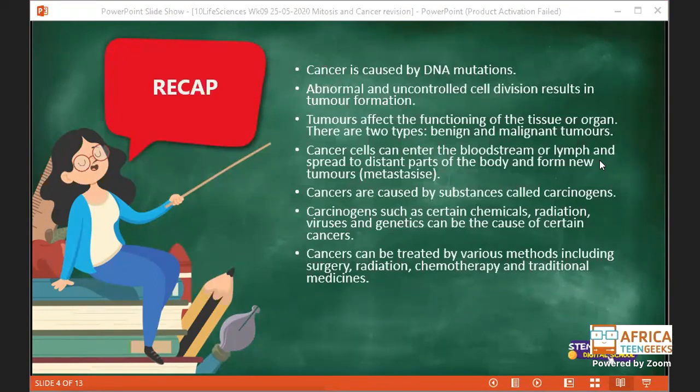Cancers are caused by a substance called carcinogens, right? And carcinogens such as certain chemicals, radiation, viruses, and genetics can be the cause of certain cancers. Then we have cancers can also be treated by various methods, including surgery, radiation, chemotherapy, and traditional medicines. All right. Okay, let us move on.